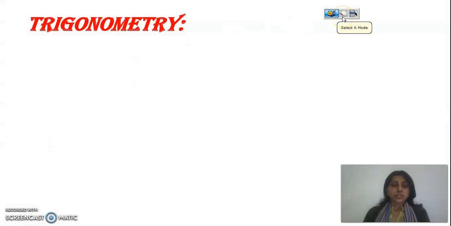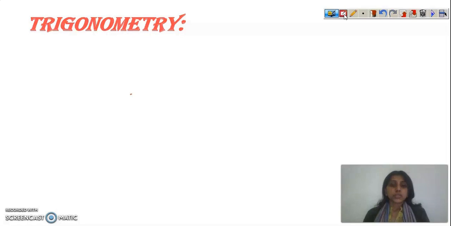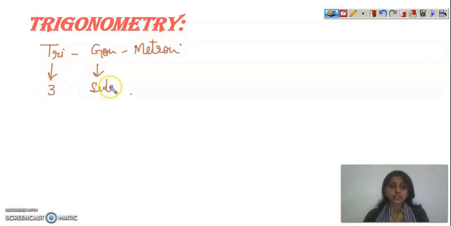Moving on to the application of trigonometry, let us first have a quick review of what we know about trigonometric ratios and the word trigonometry. Trigonometry has been derived from three Greek words: tri, gon and metron. Tri means three, gon means sides and metron means measure. So basically trigonometry makes use of the ratio of the sides of the right angle triangle.